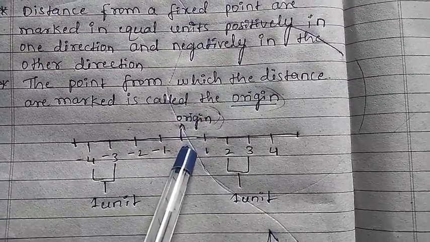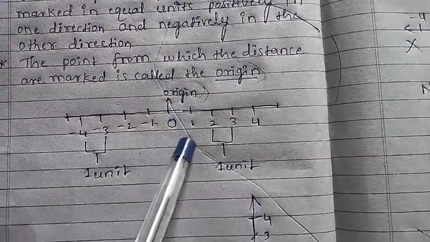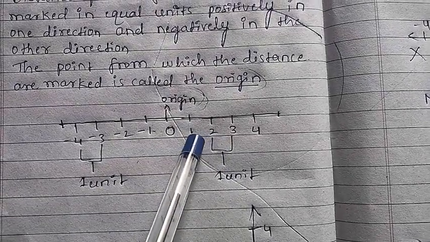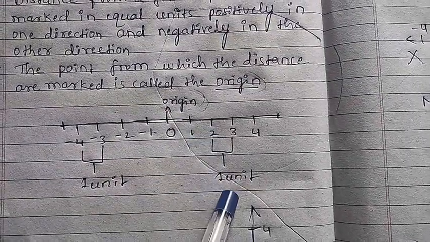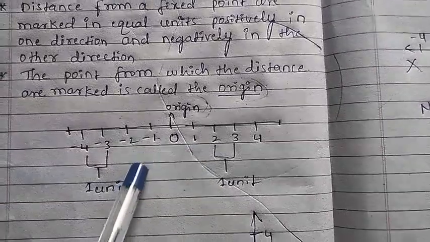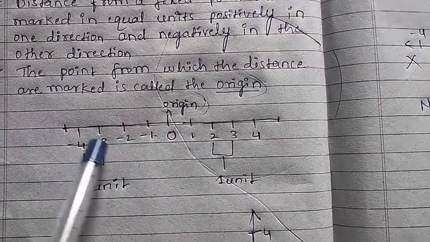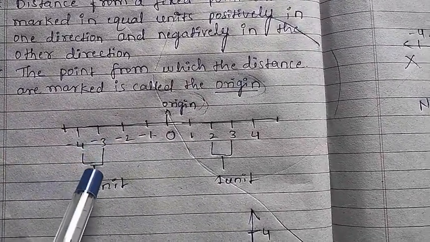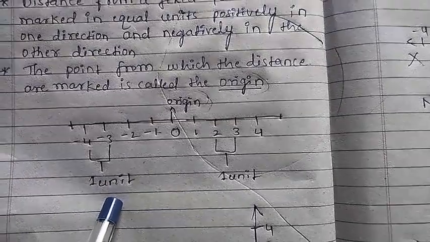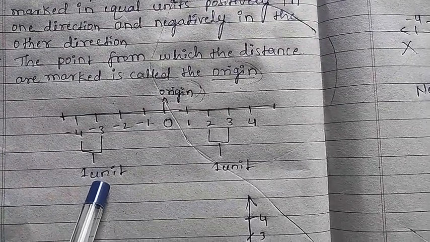Now O is the fixed point. See here, the distance between each number is called 1 unit. Similarly in the negative integers also, the distance between two integers is 1 unit. I hope it is clear for you.